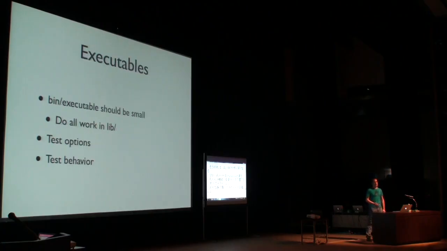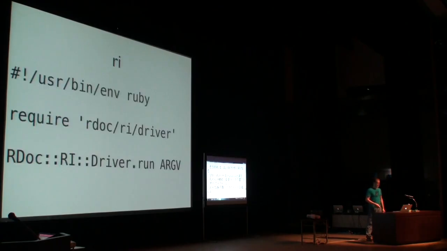When you write executables, they should be small. You should have all of the work that your library does in lib. That makes it easier to test, so you can test all your command line options and all the behaviors that your library has through the application. And this is what I mean by a small executable. We have the shebang for Ruby, we require the file that we need, and then we pass off to run.